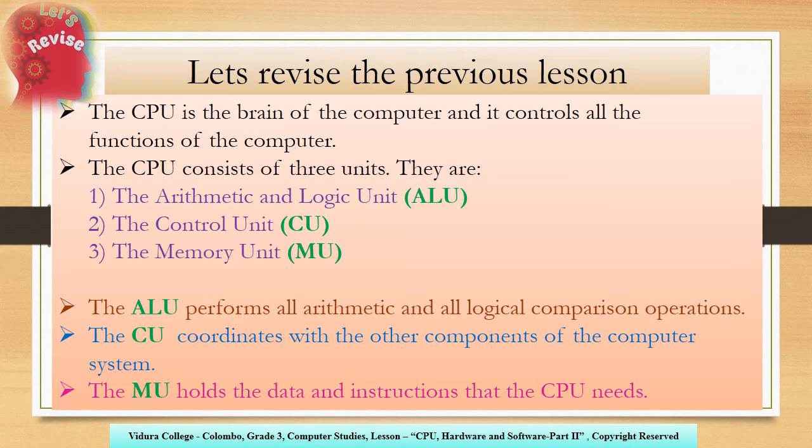From the previous part, we learned about the CPU. CPU is the brain of the computer, and CPU is divided into three parts: arithmetic and logic unit, control unit, and the memory unit. Arithmetic and logic unit performs all arithmetic and all logical comparison operations, and the CU or the control unit coordinates with the other components of the computer system. The MU or the memory unit holds the data and instructions that the CPU needs.